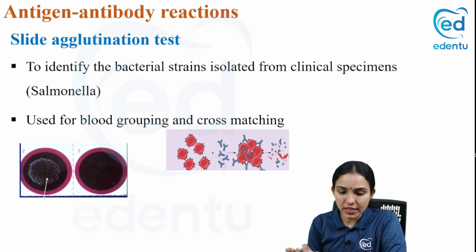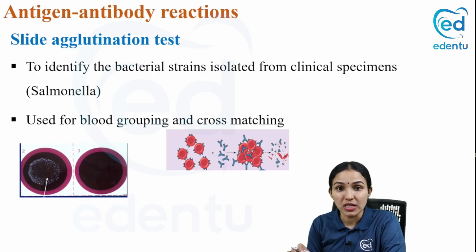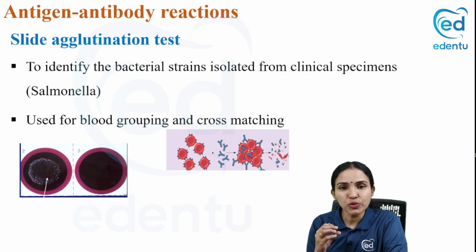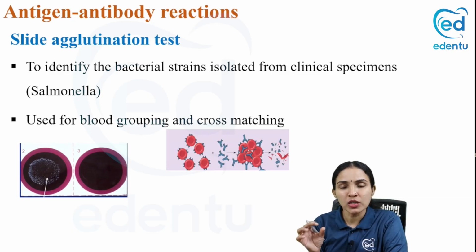Slide agglutination test, I told you we perform it on a slide. The application is that it's used to identify the bacterial strains which are isolated from clinical specimens. So when you grow a bacteria in a lab and you want to know what kind of strain it is, especially it is used in Salmonella, Shigella, Vibrio cholerae and all. We have antibodies available for those particular strains. We have reagents commercially available.